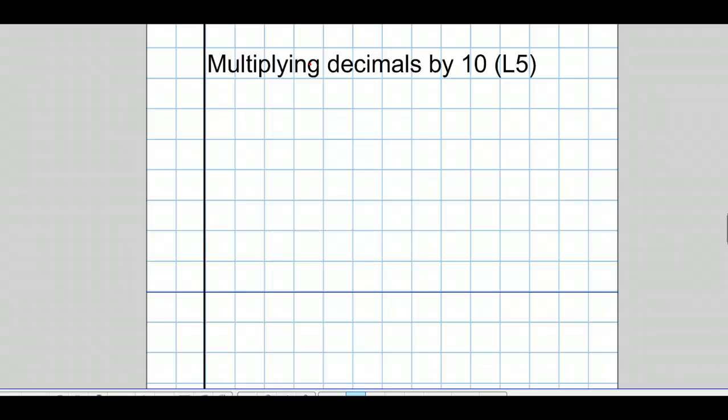We're going to look at multiplying decimals by 10. Let's go straight in with an example. Question 1. 52.64 times 10. Now when you multiply a decimal by 10, you move the decimal point one place to the right. So its new position is going to be here. So the answer is 526.4.